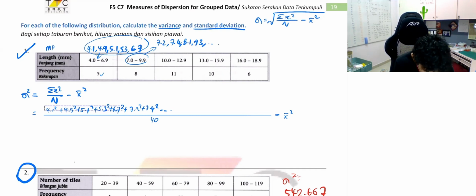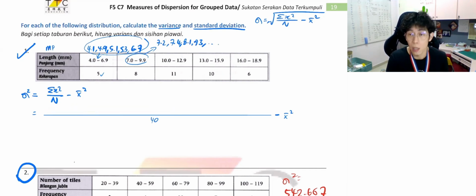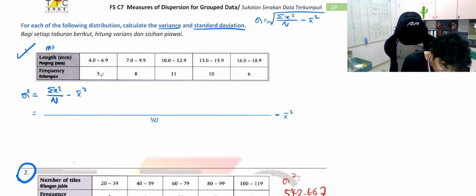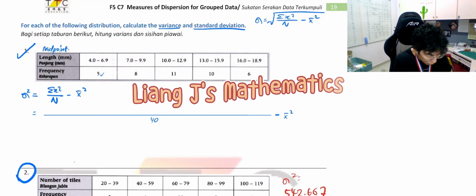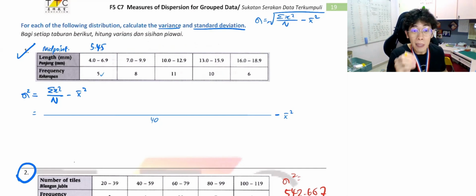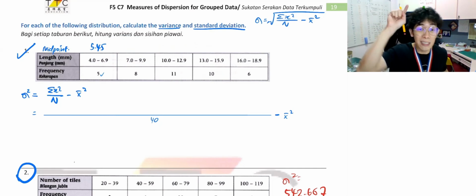So this is what we're going to do. I take this away. The reason we design grouped data is to ease your calculation, meaning simplify it. The answer is still very near to what we want, the difference between the actual standard deviation and the estimated one, because we use the midpoint to represent each class. MP means midpoint. So 4 plus 6.9 divided by 2 is 5.45, so I'm going to use 5.45 to represent this class.